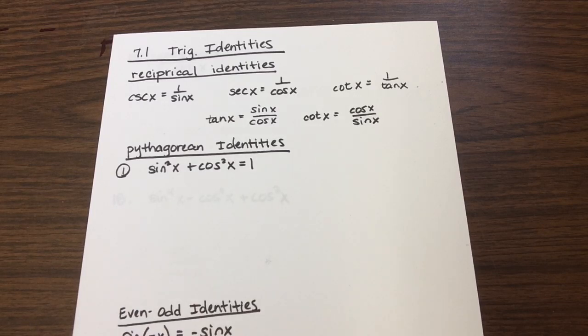Solving some puzzles, I guess. So our trig identities, we've got our reciprocal identities, and you should already know those.